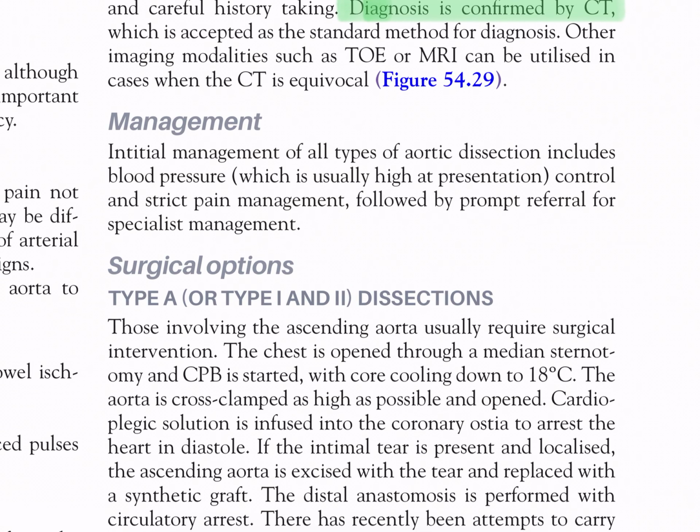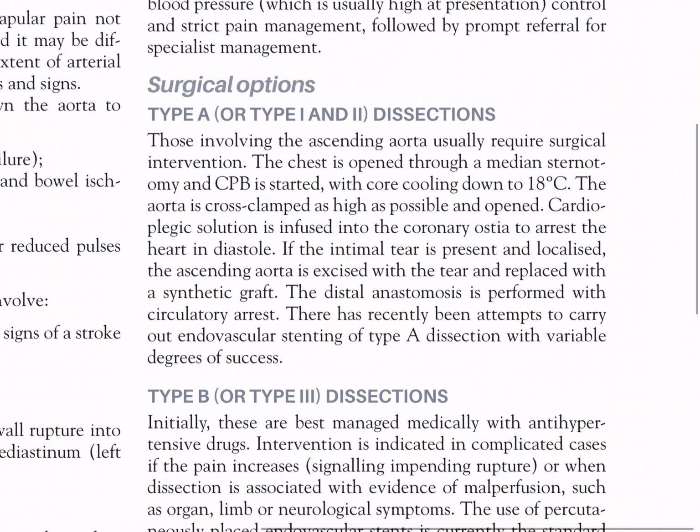Management: initial management of all types of aortic dissection includes blood pressure control, as it is usually high at presentation, and strict pain management, followed by prompt referral to specialist management. Surgical options: type A or type 1 and 2 dissections. Those involving the ascending aorta usually require surgical intervention.